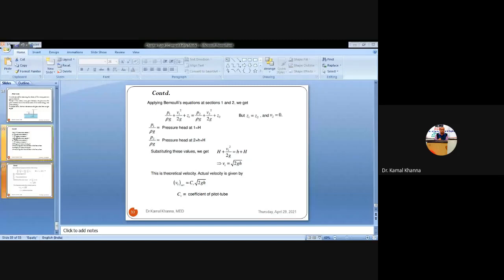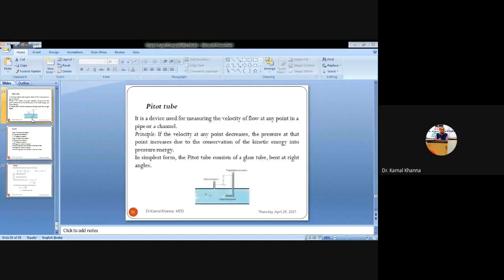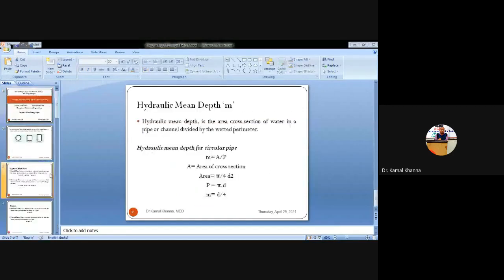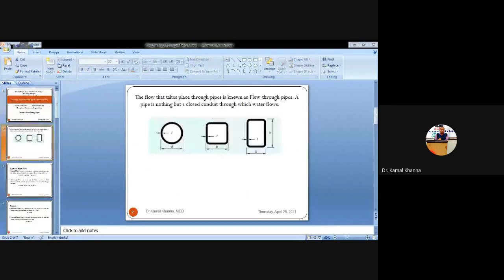This ends your third chapter. We were left with the last topic of the chapter before our MST. So this was the pitot tube. Now coming to the fourth chapter, I'm sharing the slide.